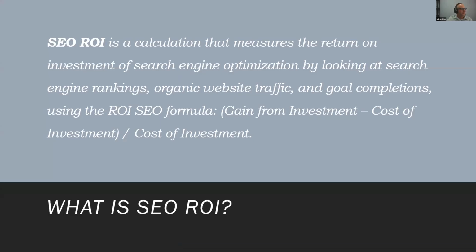So what is SEO ROI? This may seem a little basic, but we'll just go over it. SEO ROI is a calculation that measures the return on investment of search engine optimization by looking at your search engine rankings, organic website traffic, and goal completions using this formula: gain from investment minus cost of investment, divided by cost of investment. So basically revenue minus what you paid, divided by what you paid.